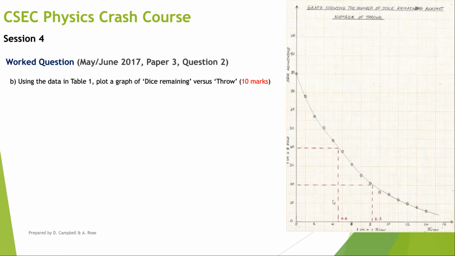All right? Of course, we label our axes as normal, and we ensure that we draw our points neatly, and we try as best as possible to draw a smooth curve using our freehand.